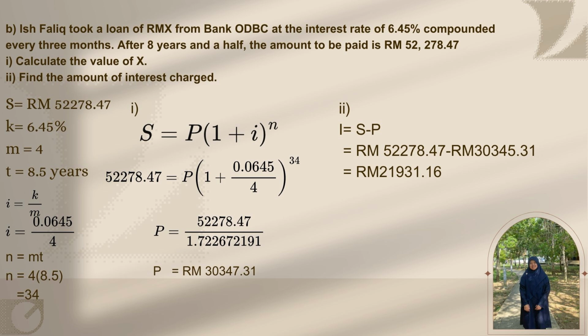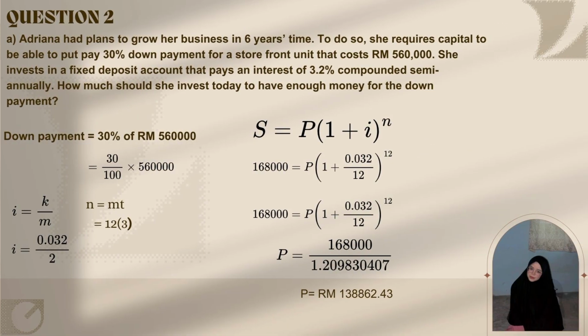After doing the math, we find that the original loan amount was approximately RM30,347.31. Now, to find out how much interest he paid, we simply subtract the original loan amount from the total amount he paid. Interest equals S minus P equals RM52,278.47 minus 30,347.31 equals approximately 21,931.16. So we move to another question.